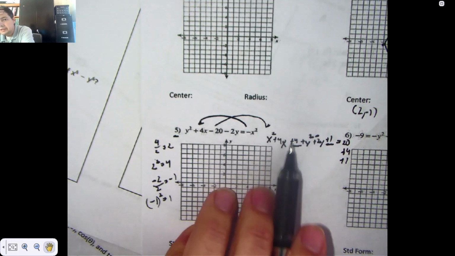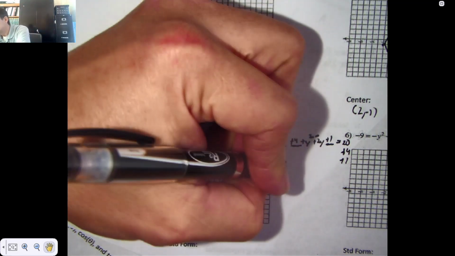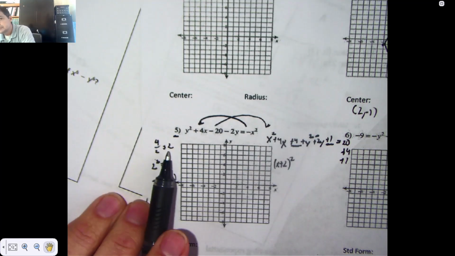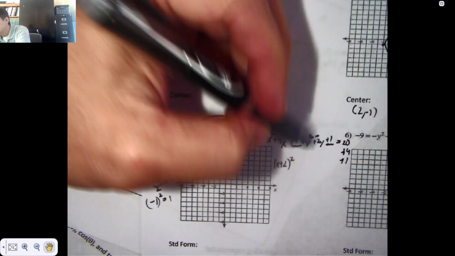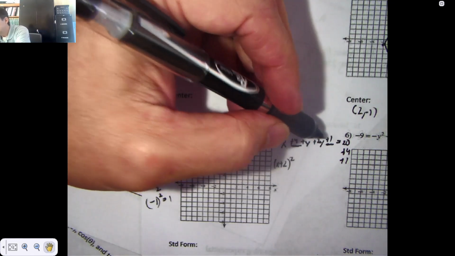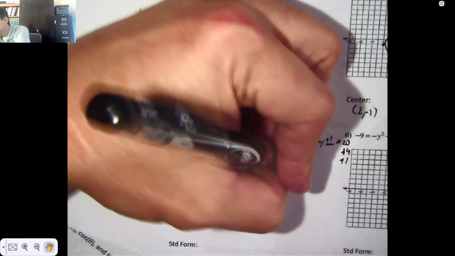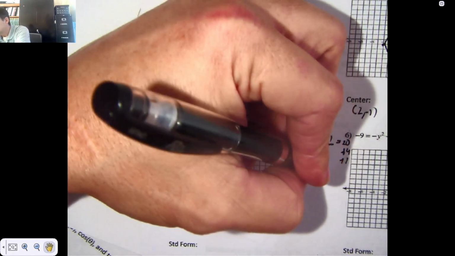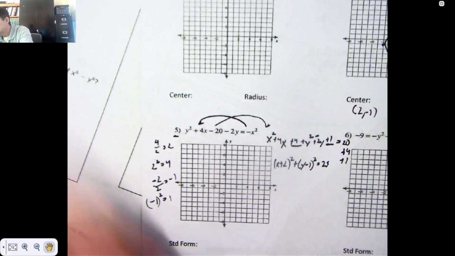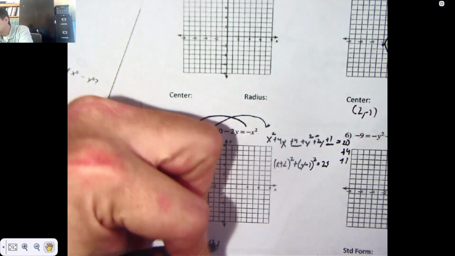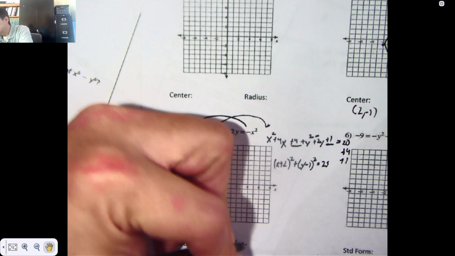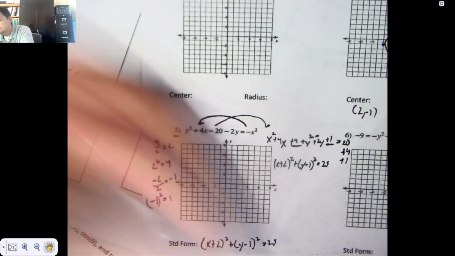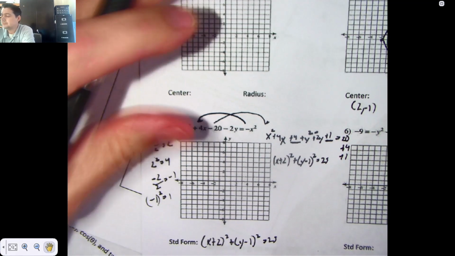Now, this piece right here, x squared plus 4x plus 4, factors perfectly as (x plus 2) all squared. Y squared minus 2y plus 1 factors perfectly as (y minus 1) all squared. And the right-hand side adds to 25. And I'm supposed to put that down here. Now I can figure out everything I need.